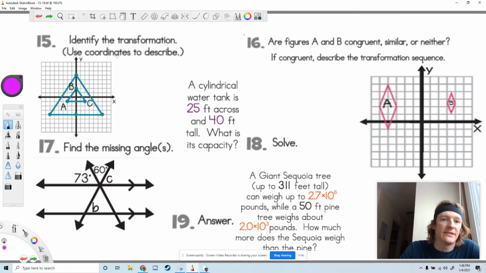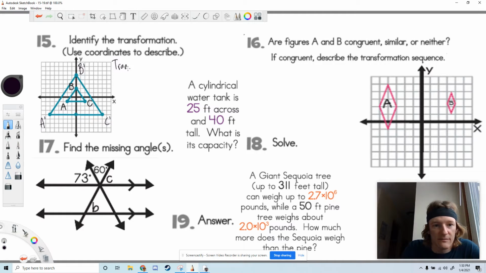Number 15, we need to identify the transformation, use coordinates to describe. So we have a triangle ABC, and its pre-image is ABC, its image is A prime, B prime, C prime, and we need to decide, is this a translation, a reflection, a rotation, or a dilation?